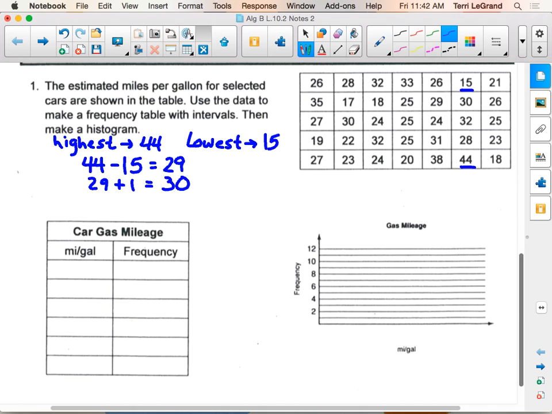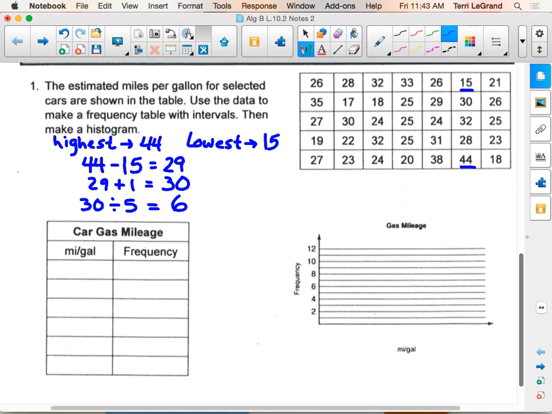Now we've got to decide what would be a good amount of intervals to have. What do you think? This is just really a lot like the one above. I'd say 7. 7? Okay, does 7 go into 30 nicely? No. Are we going to be able to have equal intervals? No. Can't do 7. How about 5? Is 5 going into 30 evenly? Yes. So 30 divided by 5 is 6.